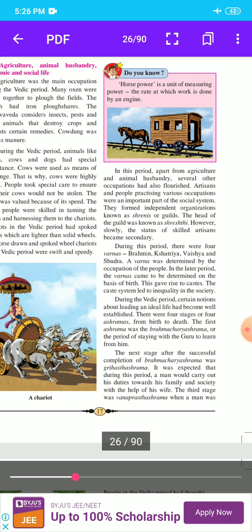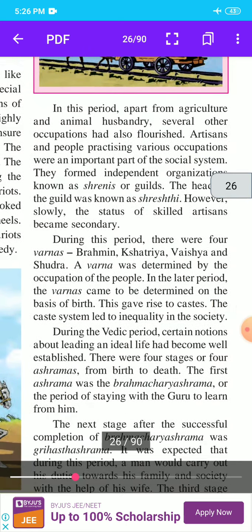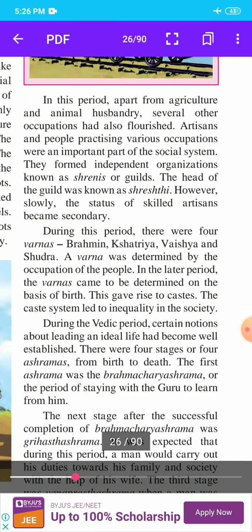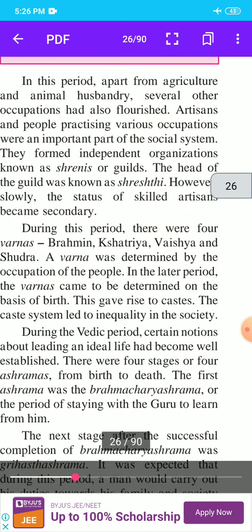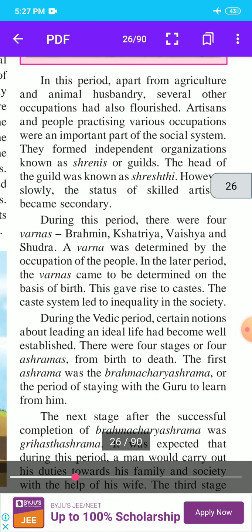During this period there were 4 Varnas: Brahmin, Kshatriya, Vaishya and Shudra. How many types of Varnas? 4 types: Brahmin, Kshatriya, Vaishya and Shudra. The Varna was determined by the occupation of people. In the later period, the Varnas came to be determined on the basis of birth. This gave rise to caste. The caste system led to inequality in society.